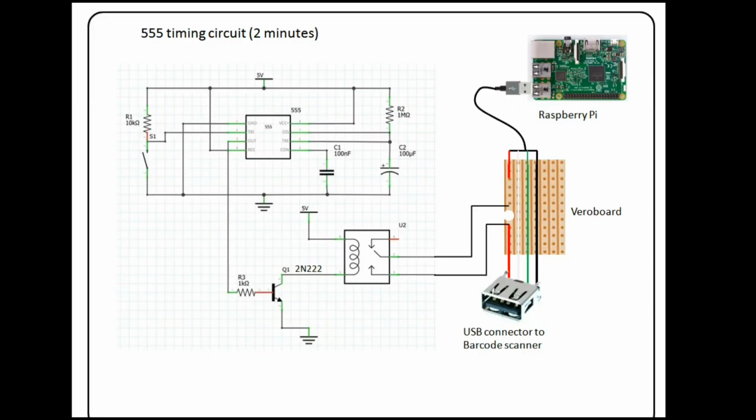As a footnote to the video, I just thought I'd go through the timing circuit with you. So here we have the Raspberry Pi, and normally the barcode scanner will plug directly into this port here. But I've used a USB cable that has a plug on that end and a socket on this end. That's important because that's where the barcode scanner is going to plug in.